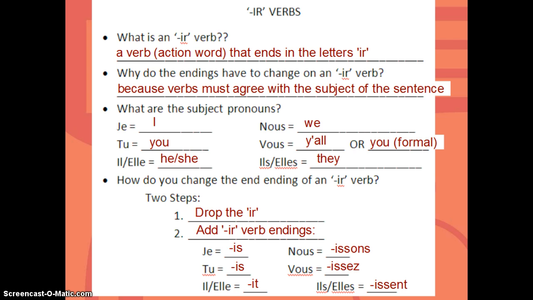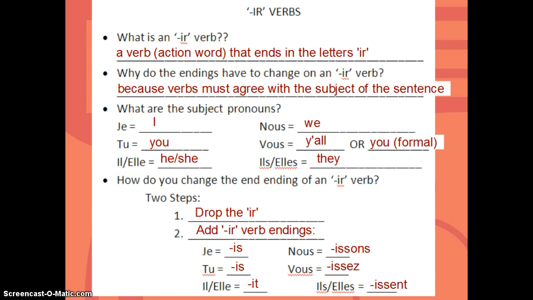Why do we have to change the endings on all verbs, and in this case specifically IR verbs? Because verbs have to agree with the subject of their sentence. If you don't change the ending, you walk around talking like Tarzan and say things like I to eat a hamburger instead of I'm eating or I eat a hamburger. Because you have to make the ending change agree with whatever the subject is to make it all make sense and sync up, you have to know what your subject pronouns are.